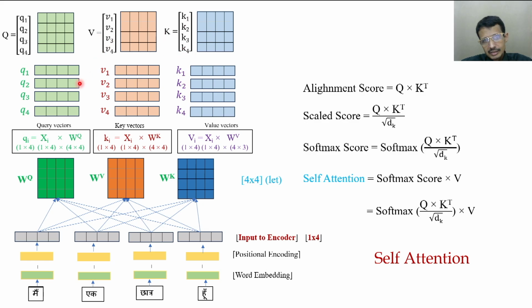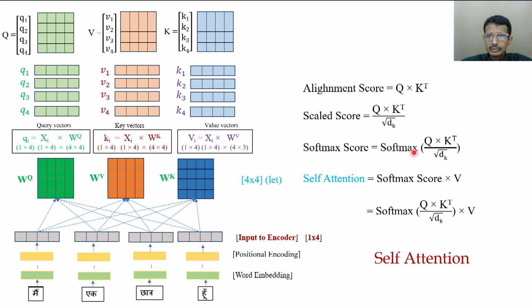Now, as we have discussed in detail, to find the alignment score we use Q times K transpose. This is a dot product, and here it is the scaled dot product: Q K transpose divided by the square root of d_k. What is d_k? It is basically the input dimension.